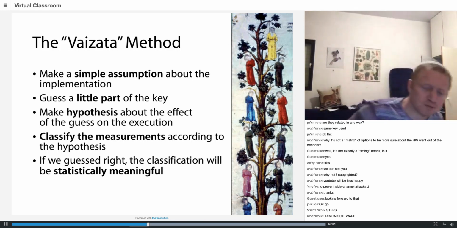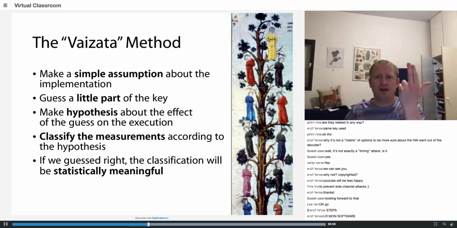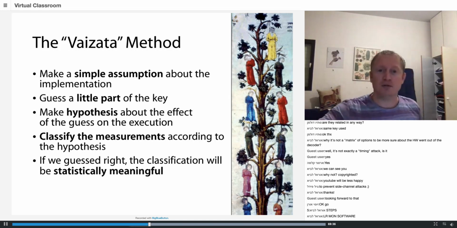Very, very simple assumption. And then we do this inductive operation where we try to simulate the execution of the device under test. So we guess a little part of the key. And then we try to say, if this was the key, how would it affect the execution? So in the case of the timing attack, we assumed that if we guess the key correctly, some of the computations will take a longer time to execute than the rest.